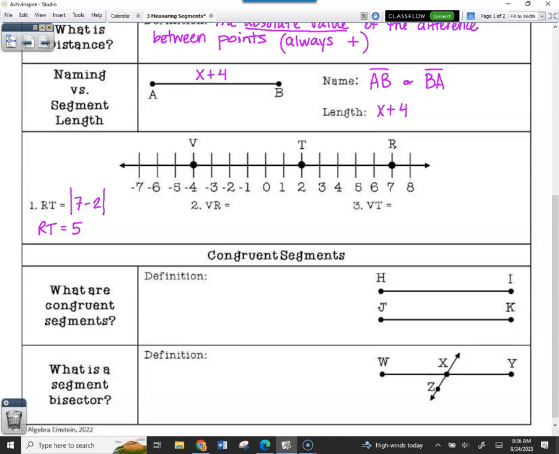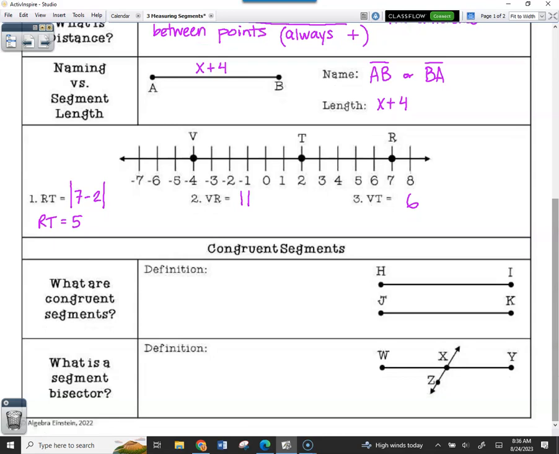You're not counting the tick marks, you're counting the units of space. Or you can take the numbers either one. All right. V to R, what'd you get? 11. V to T? 6. Did y'all get that? Yep. Okay, look at the next section.